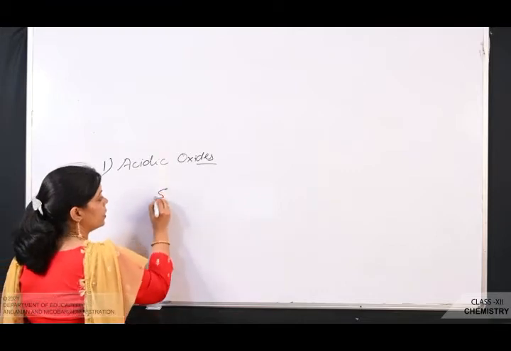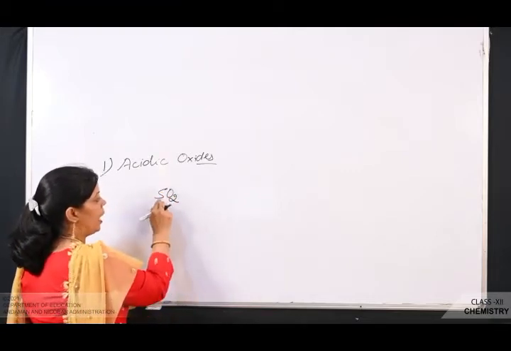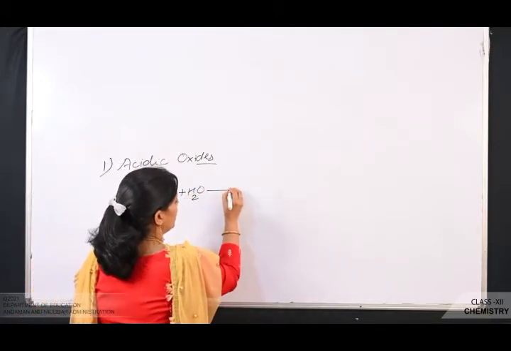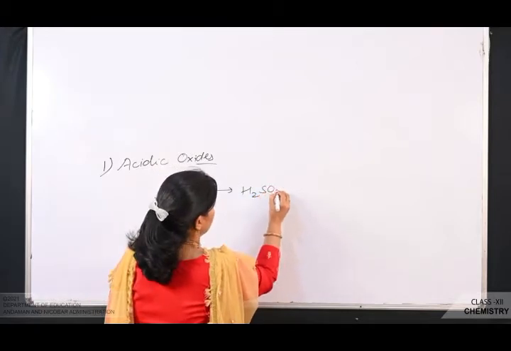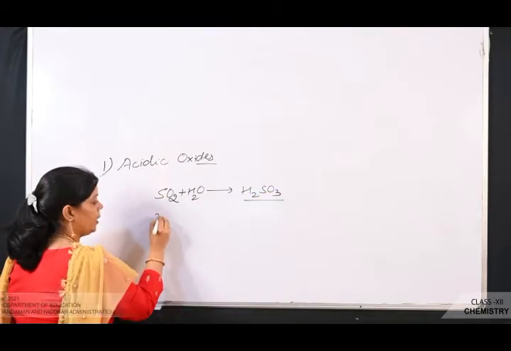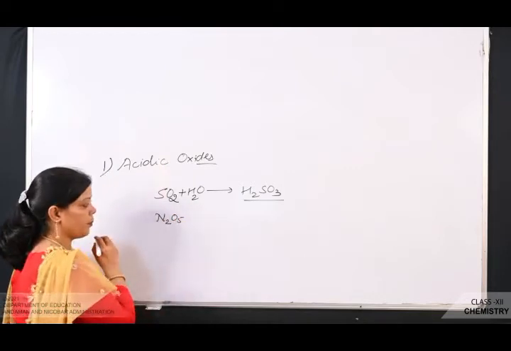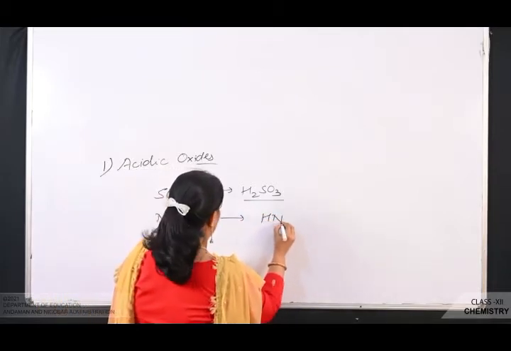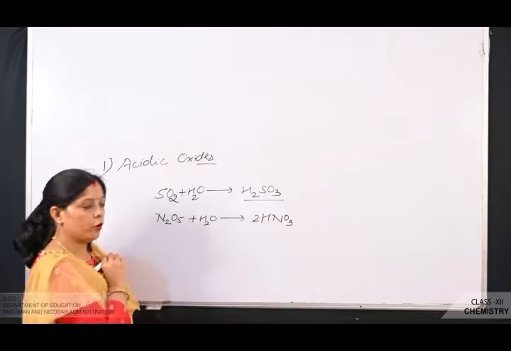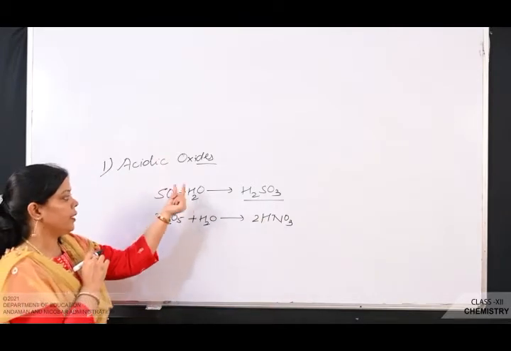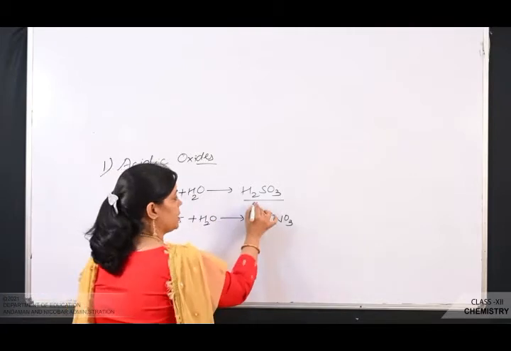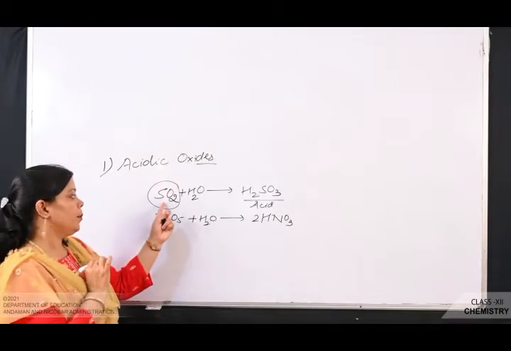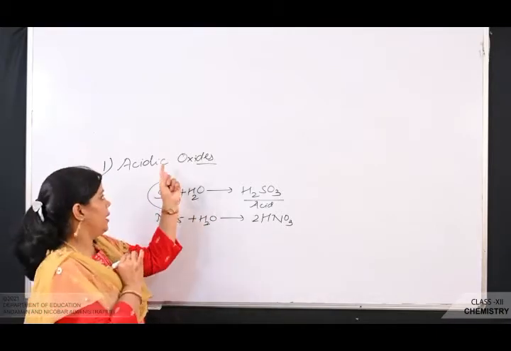For example, sulfur is a non-metal and it combines with oxygen to form sulfur dioxide, and when it combines with water, it gives sulfurous acid, H2SO3. Another oxide is dinitrogen pentoxide, which when combined with water gives the acid HNO3. Hope you are clear. When an oxide combined with water gives an acid, it is named an acidic oxide. So the non-metallic oxides are basically acidic oxides.